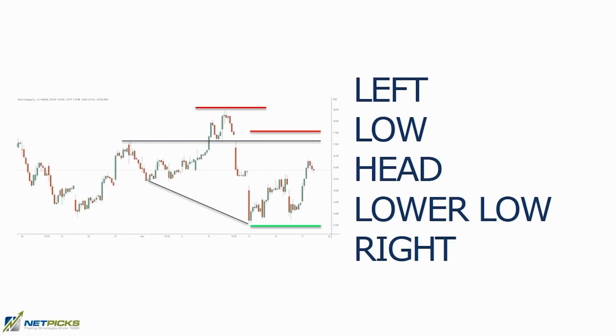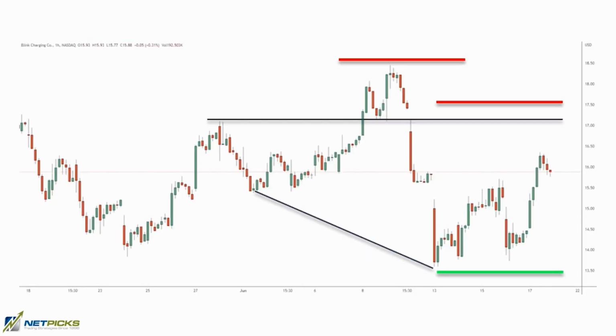How do you trade it? Well, we need to see the first part of the setup. That's the left shoulder. We need to see a low. We need to see the head, a lower low, and then we wait until we get the right shoulder. This is a 1-hour stock chart of Blink. And right now we're just waiting for the formation of the right shoulder. And once price gets to that black line, you would need an entry trigger. And that could be anything from a candlestick pattern to a resting order to sell.